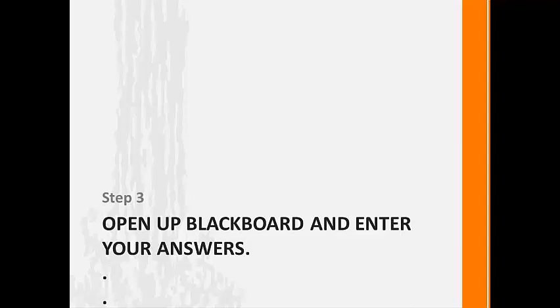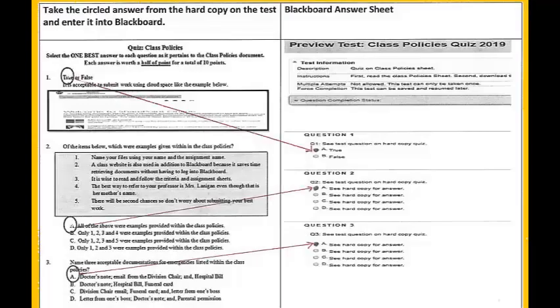So step 3 is to open up Blackboard, go to the quizzes and tests link, find the appropriate test, and then you're going to enter your answers into Blackboard. So let me illustrate what I mean first, and then I will show you by actually opening up Blackboard. But in essence, as you can see on the image, what I'm doing is taking my hard copy answers and transferring those answers by clicking the appropriate radio button that Blackboard is offering you within the test.